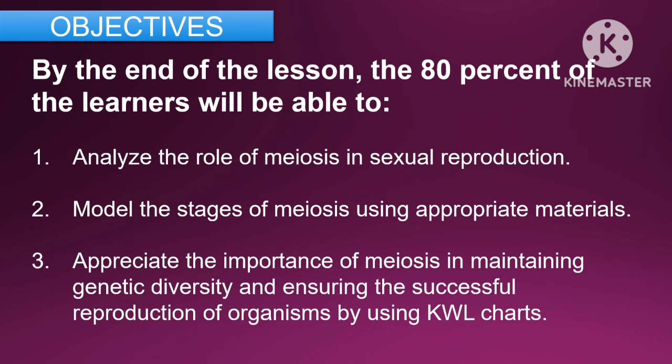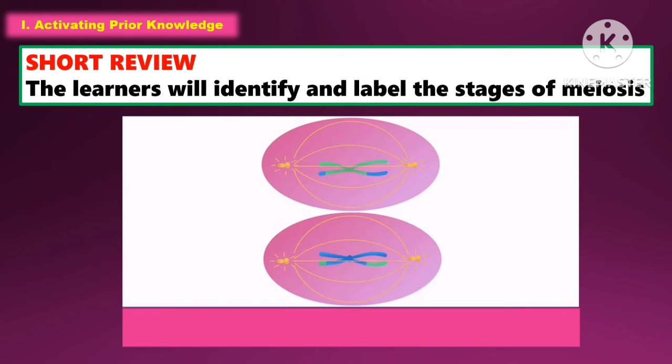For the objectives, by the end of the lesson, 80% of the learners will be able to: first, analyze the role of the meiosis in sexual reproduction; second, model the stages of meiosis using appropriate materials; and third, appreciate the importance of meiosis in maintaining genetic diversity and ensuring the successful reproduction of organisms by using the KWL charts.